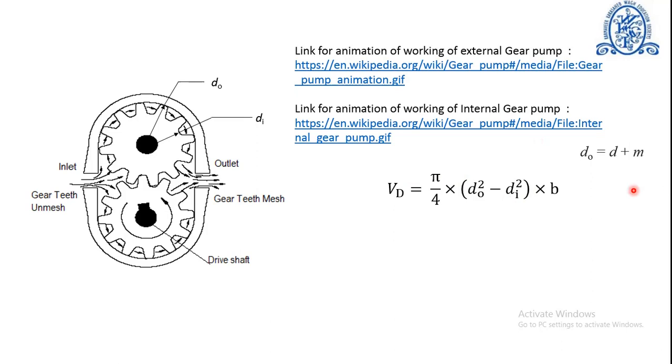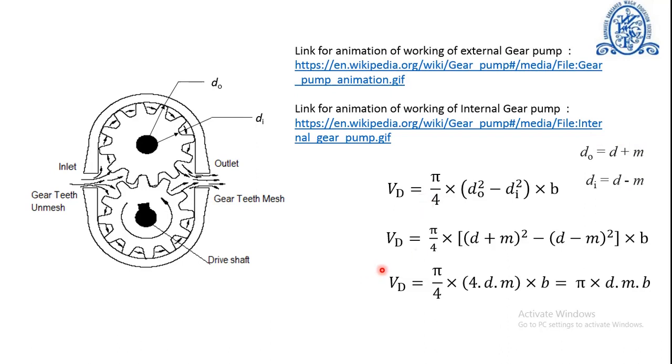We know that the dedendum circle diameter can be expressed in terms of pitch circle diameter and module, by neglecting the clearance, as d minus m, and addendum circle diameter can be obtained as d plus m. Now substituting these values in the equation of volumetric displacement and cancelling and rearranging the terms, we get volumetric displacement for the gear pump as pi into d into m into b, where d is the pitch circle diameter of the gear, m is the module, and b is the face width. Since there are two gears, the net displacement is twice this term.